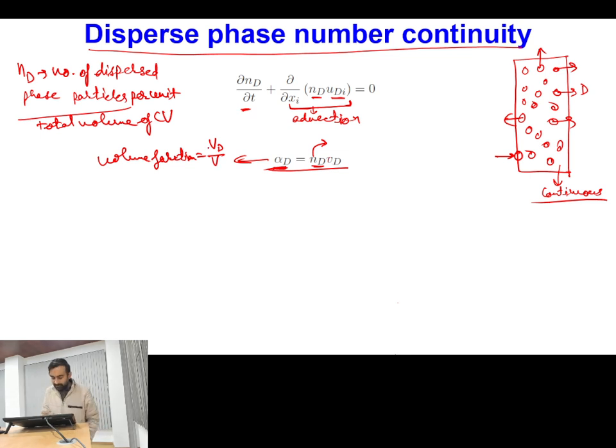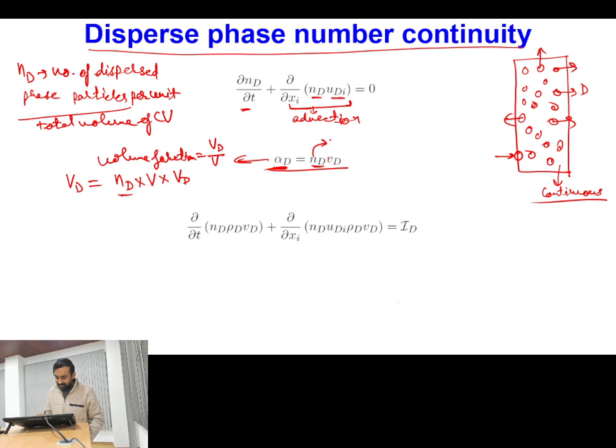The volume of the dispersed phase will be nothing but the number of dispersed phase particles per unit volume, Nd. So in total volume V it will be Nd into V, and then the volume of the individual particle. What is the volume of an individual particle? Vd. So that is my total volume of the dispersed phase, and if I have to find the volume fraction, it will be Vd by V. So V will cancel out and alpha d will be nothing but Nd into Vd. Is this point clear?